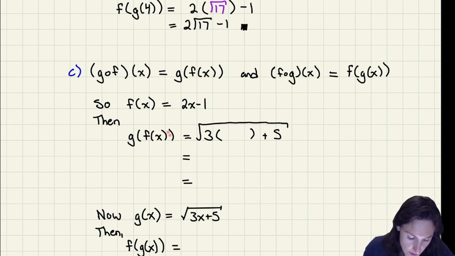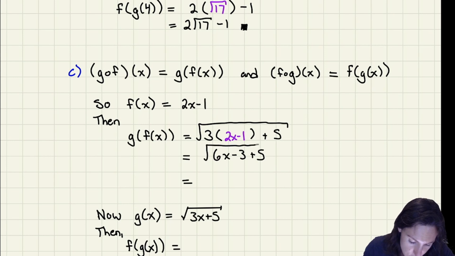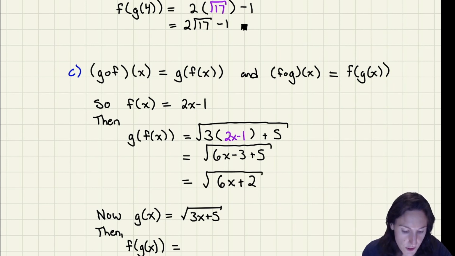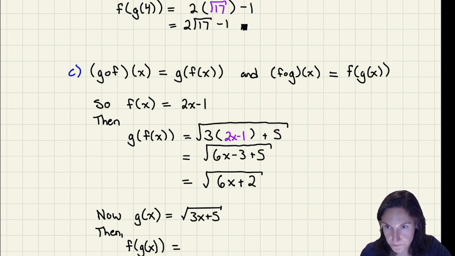Now, my input in this case is this f of x. Okay, so 2x minus 1. So if I expand that, we're going to get 6x minus 3 plus 5, and then we take the square root of all of that. Okay, so we have 6x minus 3 plus 5 is plus 2, square root. So this is what g of f of x is equal to.